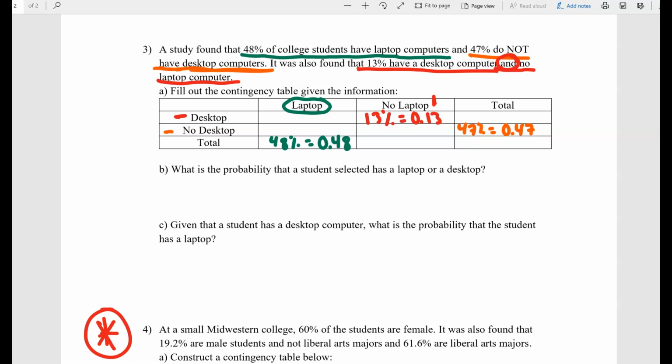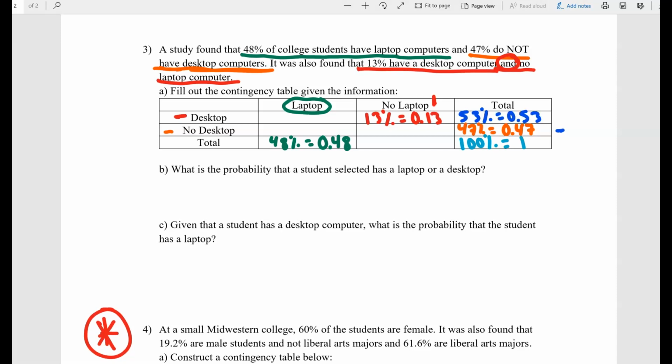Now all we have to do is fill out everything else. One thing we do know is that the whole percentages should equal 100%, or if I put that as a decimal, 1. Now what we've got to do is work backwards. If I know that this whole thing should be 1, and I know that this top part is 0.47, how much more do I have to add to 0.47 to get 1? If I do 1 minus 0.47, I'm going to get 0.53 or 53%.